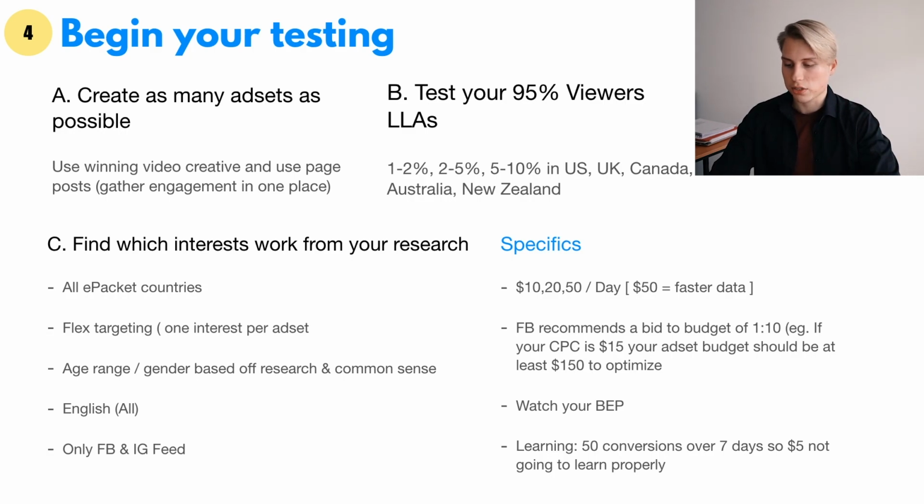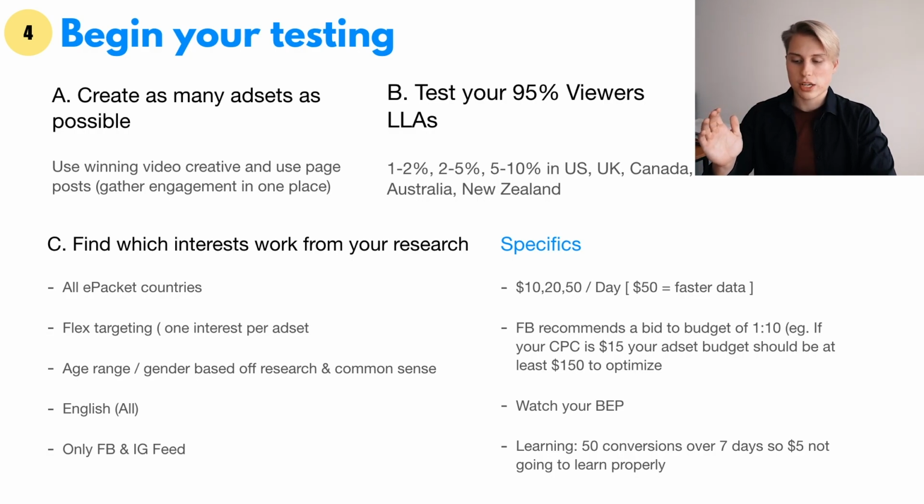Okay, now just some specifics. You either want to set it at $10, $20, or $50 per day. Now, $10 is just going to mean that it's going to take longer to build up that data. $50 per day just means that you're going to build that data a lot quicker, so you're going to be able to get sales quicker, so you're going to be able to scale quicker. There is a bit of a debate because Facebook can usually take about 3 days to optimize. So maybe go for the $20. If you have the budget, go for the $50.